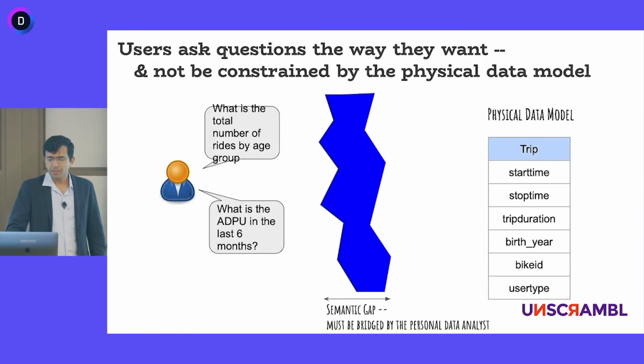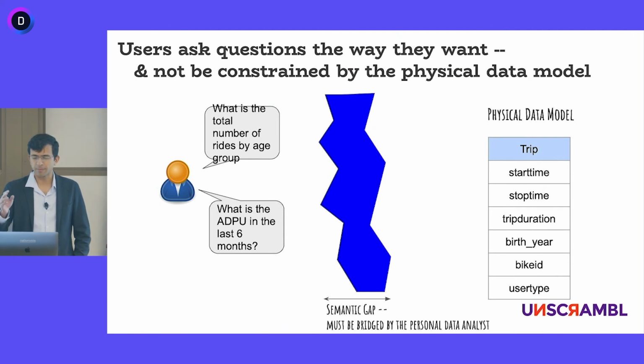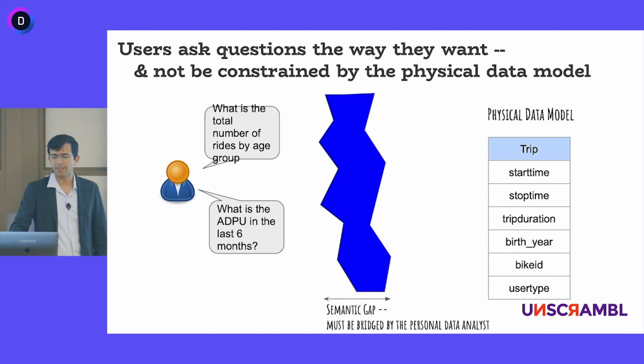Let me take a deeper example of the semantic model. This is another data set, on city bike share data. Let's say the physical data model had these kinds of attributes. There's a trips table that had start time, stop time, trip duration, and so on. The user is asking a question like, what's the number of rides by age group? There are lots of terms here that are not present in the actual data model. There's nothing called age group in the data model. There's nothing called rides, but there's something called trips. So there's some mapping that needs to happen, and that's the semantics that needs to emerge from the data for users to ask questions.